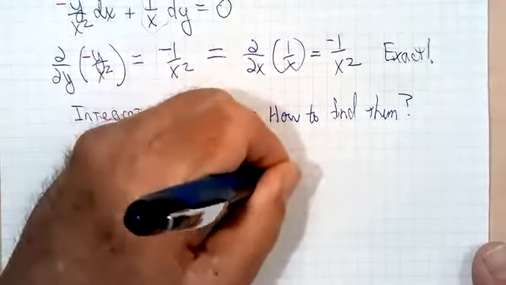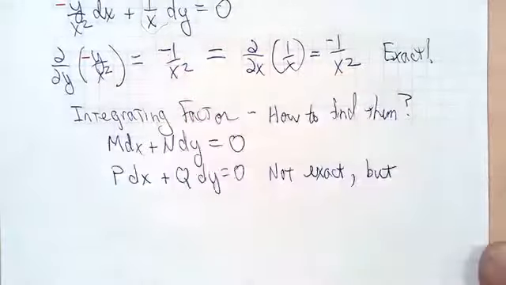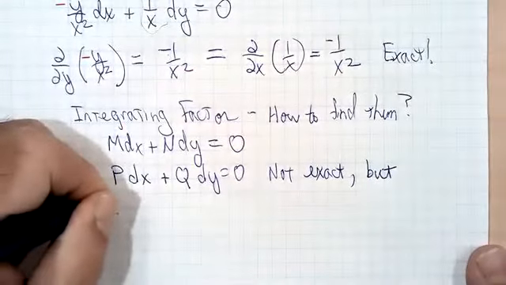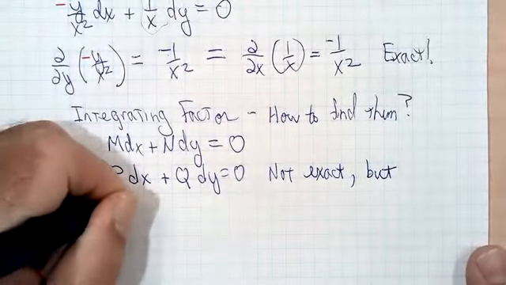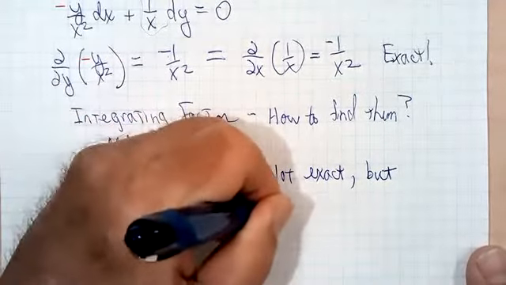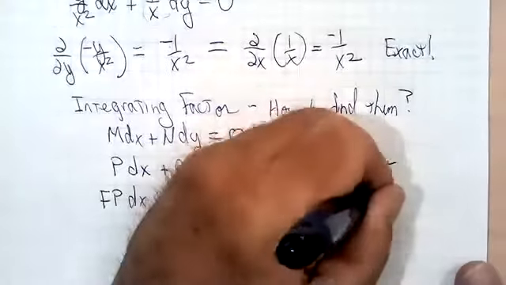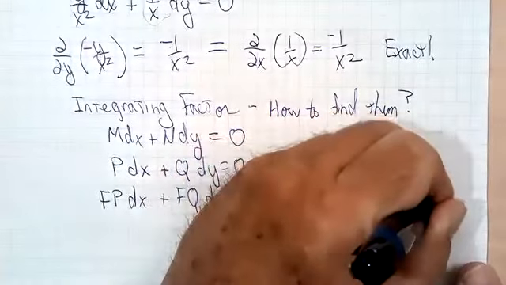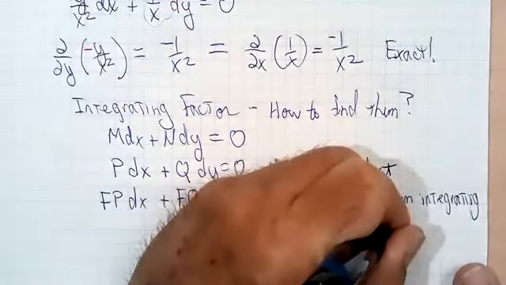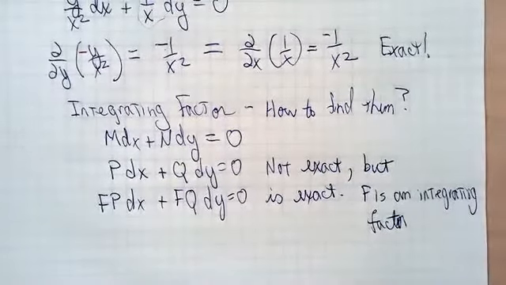Let's suppose that thing is not exact. But there's some factor f, and this may be a function of both x and y again, that if you multiply through by f, the new equation is exact. So what that's saying is that f is an integrating factor. So what we're trying to do is come up with a formula that would spit out integrating factors, or at least tell us that we can't get one.